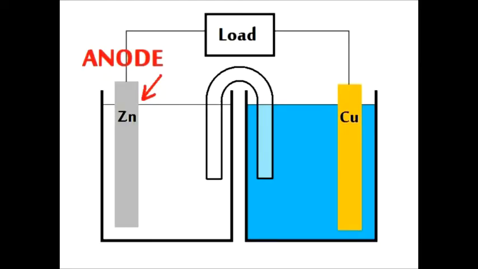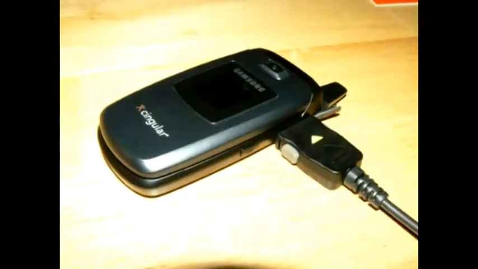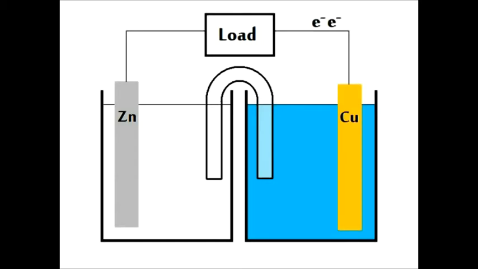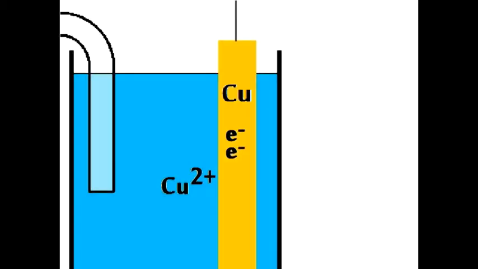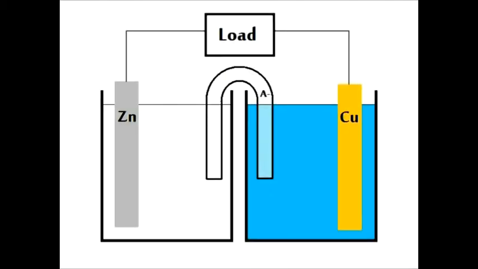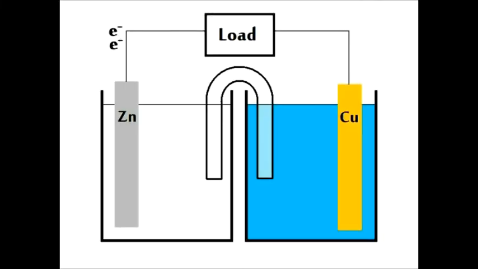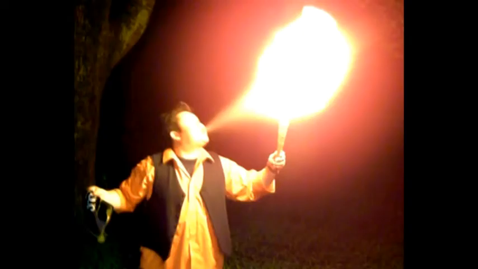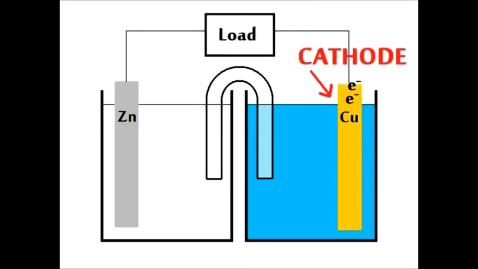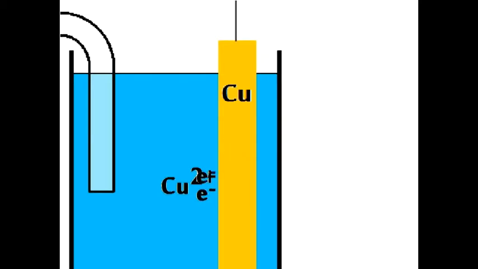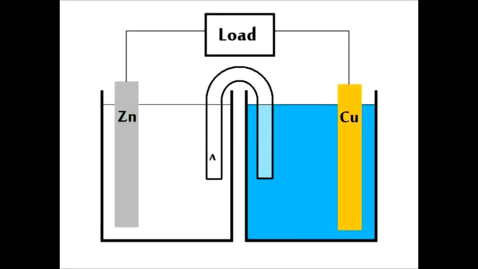Song time! We start at the anode, electrons are lost there, and go through the wire, and through the load on fire. They enter the cathode, and reduce the cations, and the anions go through the salt bridge back to air.